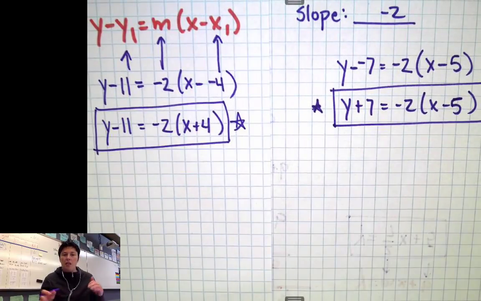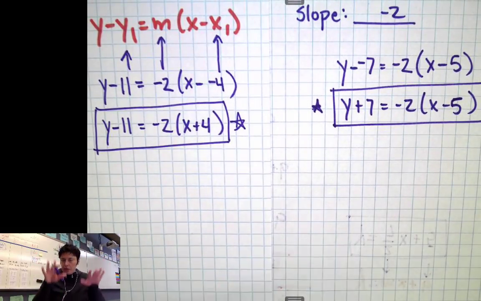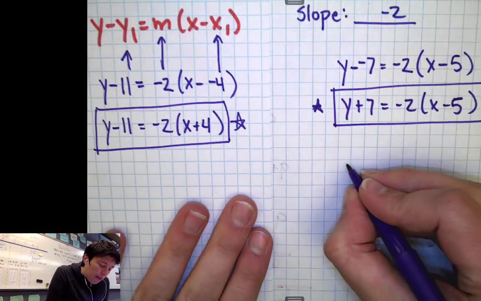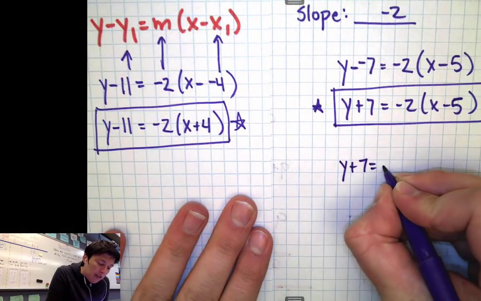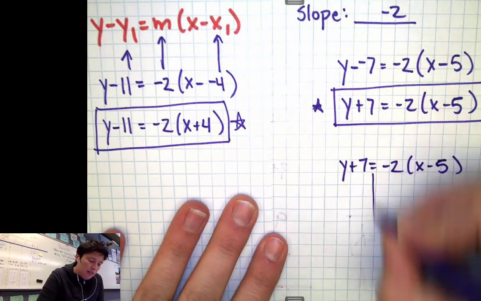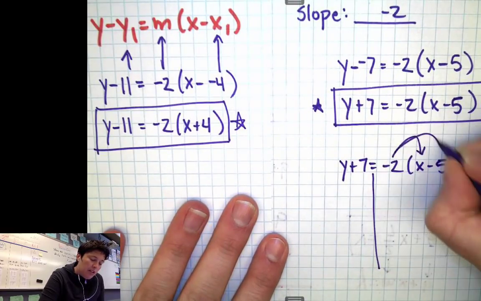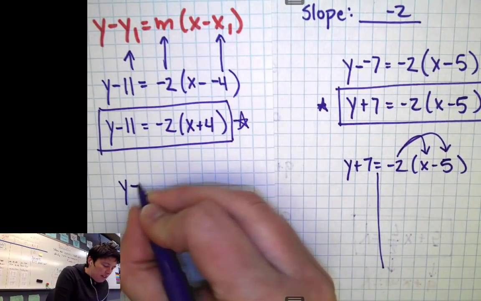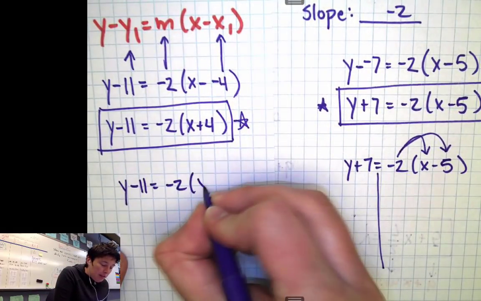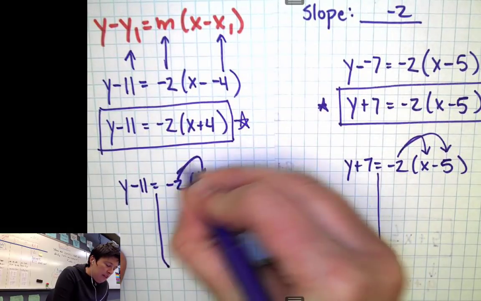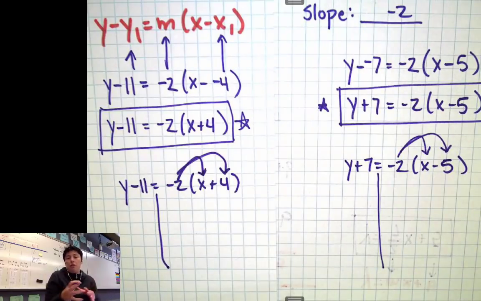And did any of you take it one step farther and do your y equals mx plus b? Did you prove that they're equal to each other? Because that'd be pretty cool if you did. So let's do that real quick. y plus 7 equals negative 2 times x minus 5. I'm going to rearrange it. I'm going to put my line down. I'm going to distribute my negative 2 in. And I'm going to see if that is the same as this one. y minus 11 equals negative 2 times x plus 4. Same story. I'm going to distribute my negative 2 in. I'm going to see if these are equivalent to each other.